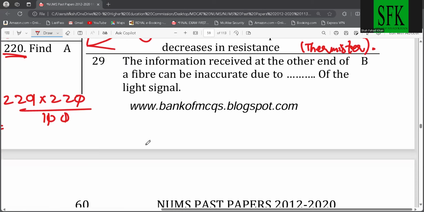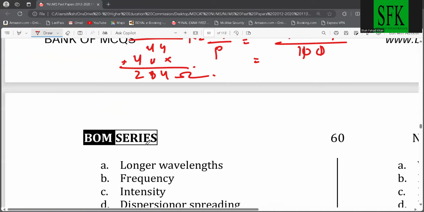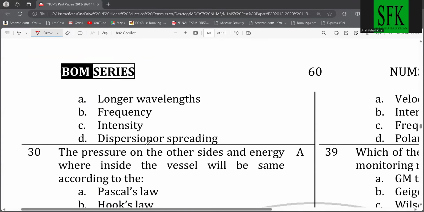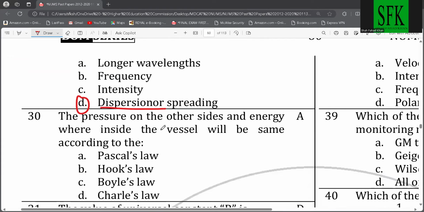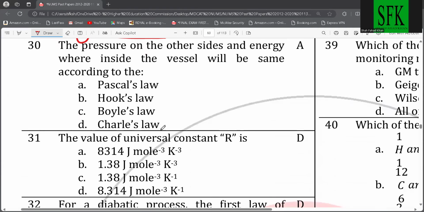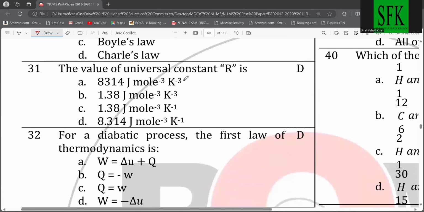Information received at the other end of a fiber can be inaccurate due to the dash of the light signal. I think they're trying to say disproportionate spreading. The pressure on the other side and inside the vessel will be the same according to Pascal's law. Yes, fluid dynamics. The value of the universal gas constant is 8.314 joules per mole Kelvin. The unit is mole inverse only.